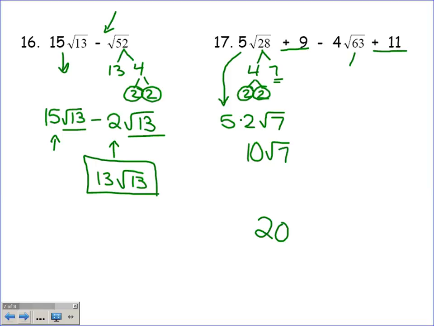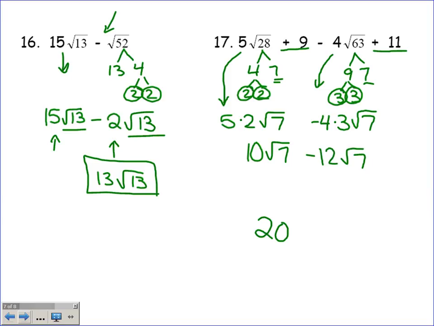On this side, we have 63, which is 9 and 7. 9 is 3 and 3. We already have what looks like a negative 4 on the outside. We have a pair of 3's, which would move to the outside, and I have a lonely 7. So it'd say minus 12 times the square root of 7. At this point, we look and we say we have 10 minus 12, which is negative 2, times the square root of 7.